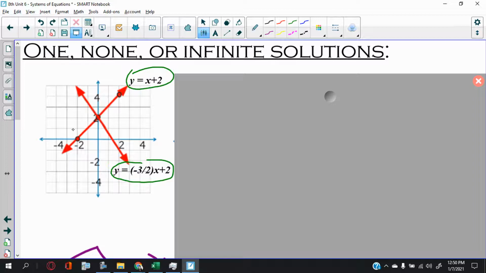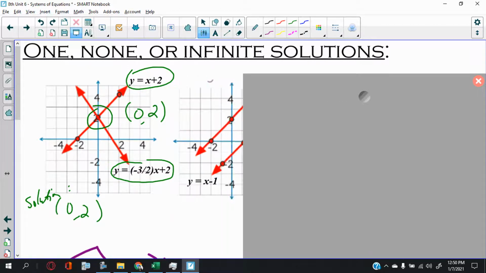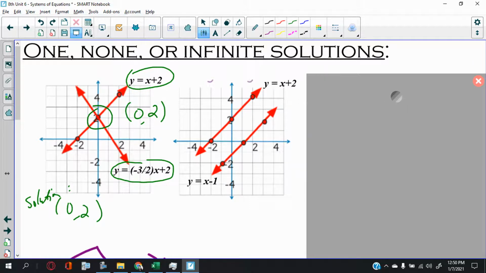And you will realize that where these two lines intersect, there's your solution. So the solution here is (0, 2): not going left or right, and going up 2. So the solution here is (0, 2). That's the first scenario, the classic equation-solving example, where you only have one answer.